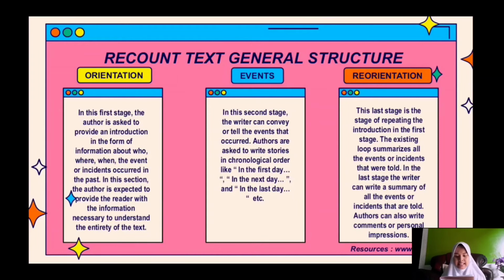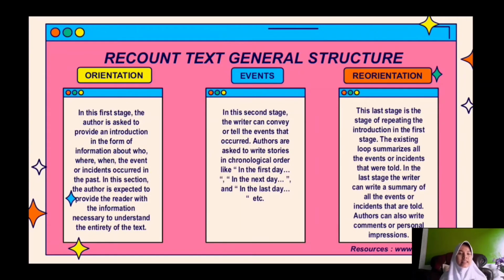Events, in the second stage, the writer can convey or tell the events that occurred. Authors are asked to write stories in chronological order, like in the first day, in the next day, and in the last day, etc. As an example of events, it can be seen that in the text, it uses a chronological sequence or a time sequence from the beginning to the end of the activity.